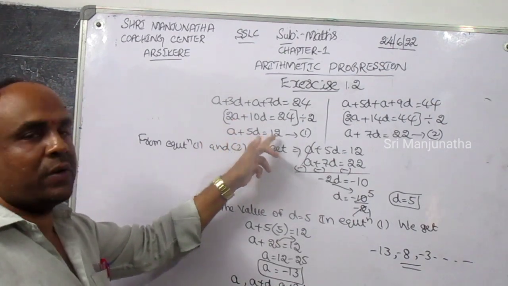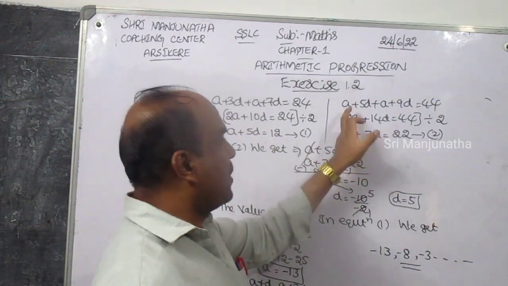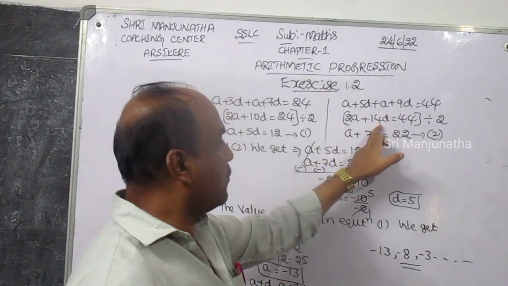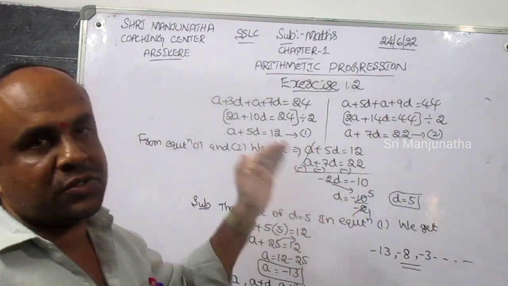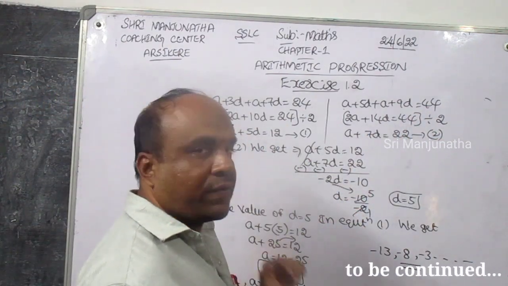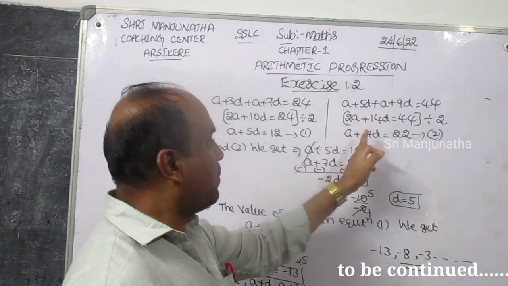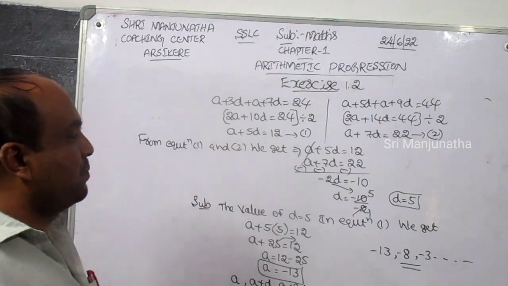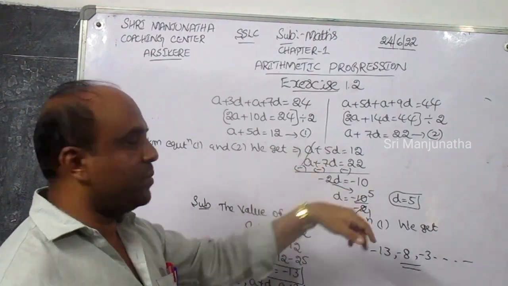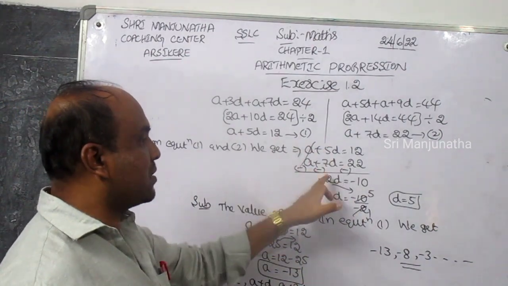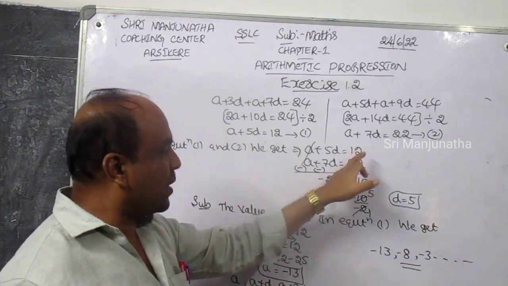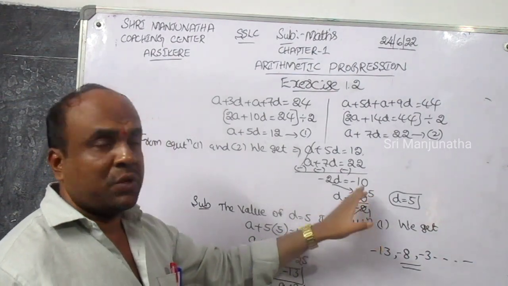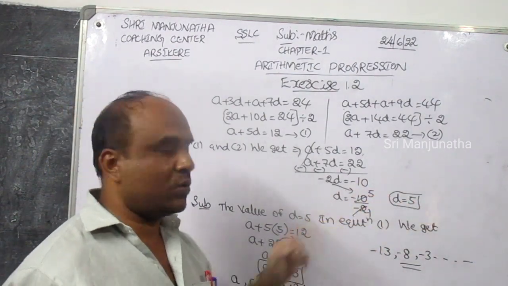A plus 5D is equal to 12. Call it equation number 1. Here also A plus A is 2A. 5D plus 9D is 14D. The answer is 14D is equal to 44. Here also there is a common number 2. For those reasons, I have to divide the whole equation by 2. A plus 7D is equal to 22. Call it equation number 2. From 1 and 2, we subtract; when subtracting, the sign will change. A cancels. 5D minus 7D is equal to minus 2D. 12 minus 22 is equal to minus 10. D is equal to minus 10 divided by minus 2. One 2 is 2, 2 fives are 10, so D is equal to 5.